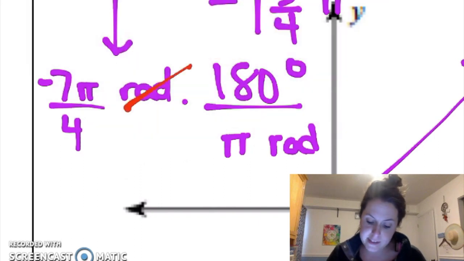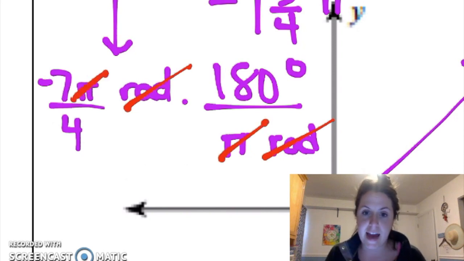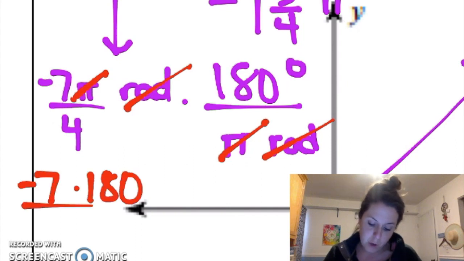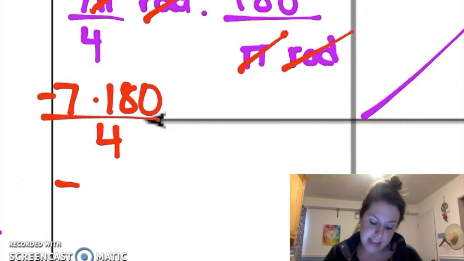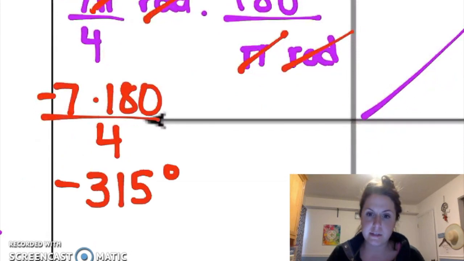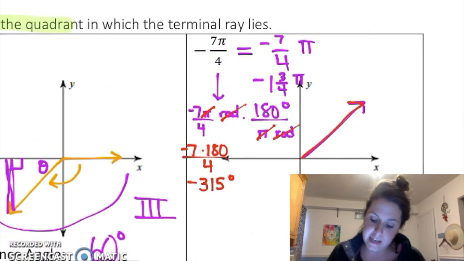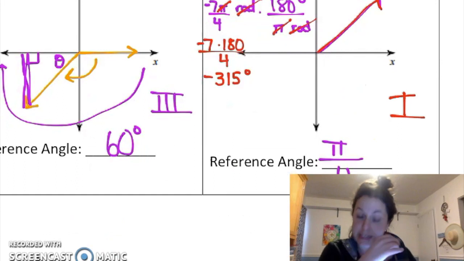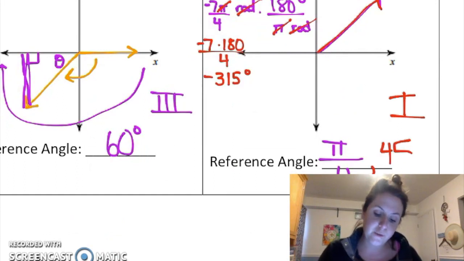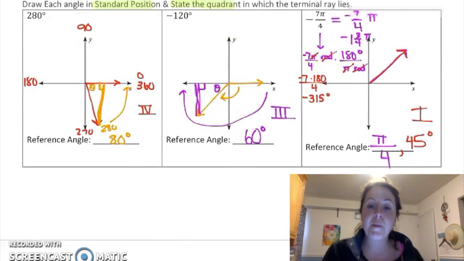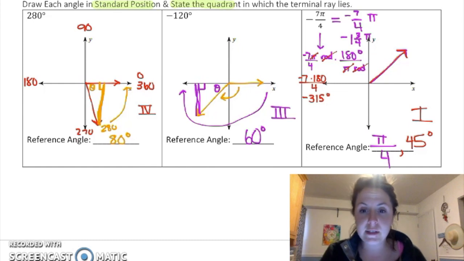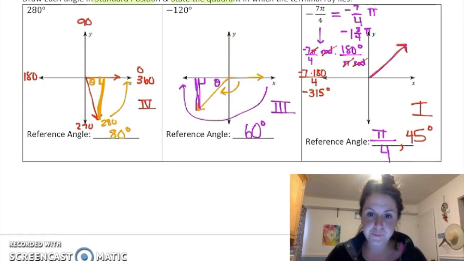So the radians cancel because they're units, units cancel. The pi's cancel because they're being divided. So what I'm left with is negative 7 times 180 over 4, and that is negative 315 degrees. So that would also terminate here in quadrant 1, and my reference angle there would be 360 minus 315, which is 45 degrees. So remember, whether you're in radians or degrees, you can think through these the same way. You can always convert to degrees and figure out from there.